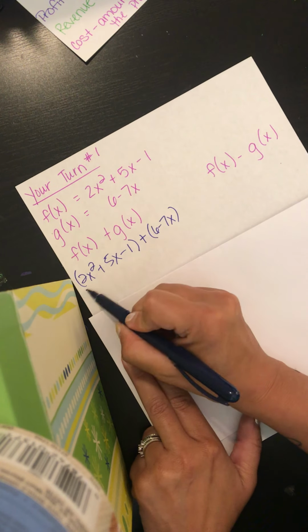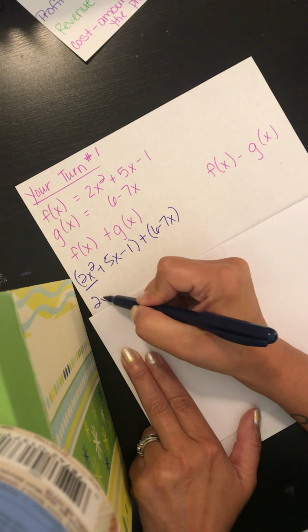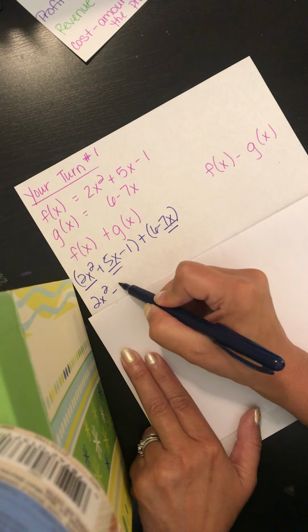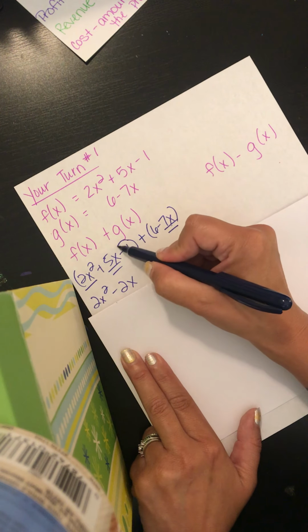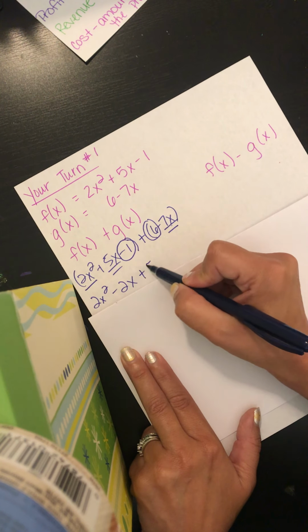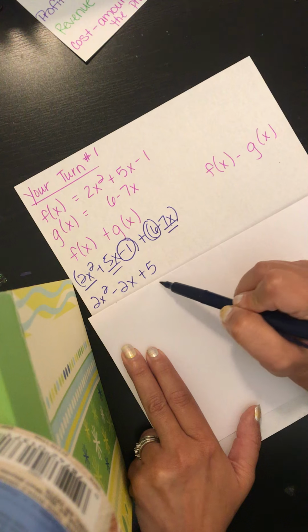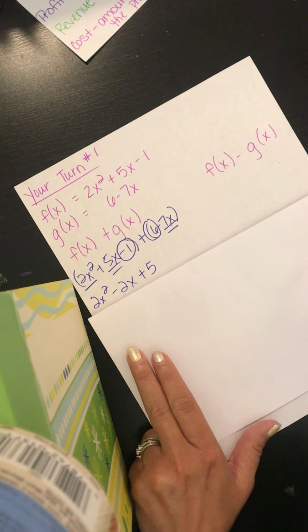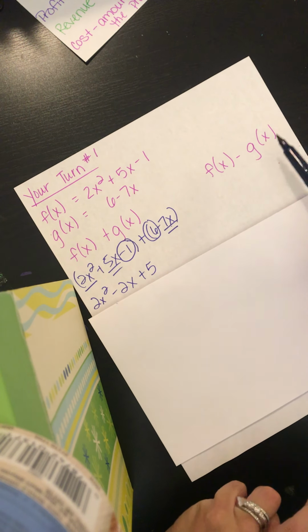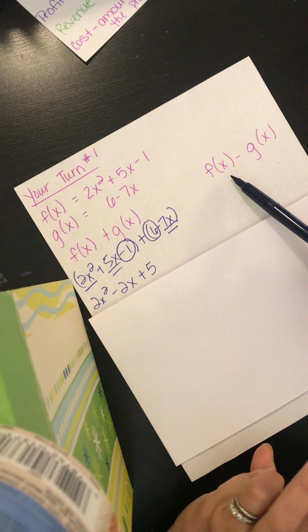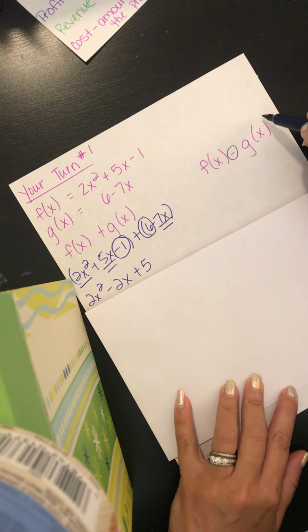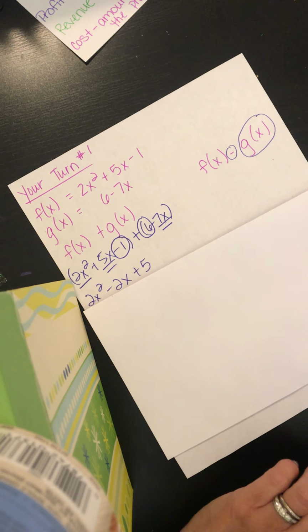I don't have anything that goes with my 2x squared. I have 5x minus 7x, which is negative 2x. I have negative 1 plus 6, which gives me 5. How did I get 5? 6 minus 1 gives me 5. Okay, go ahead, pause it now, and try to do f of x minus g of x, keeping in mind that we're subtracting the entire g of x. Okay, go ahead and do that now.